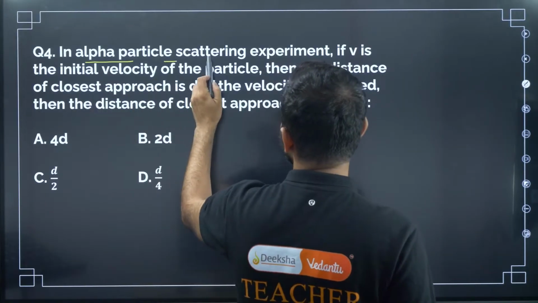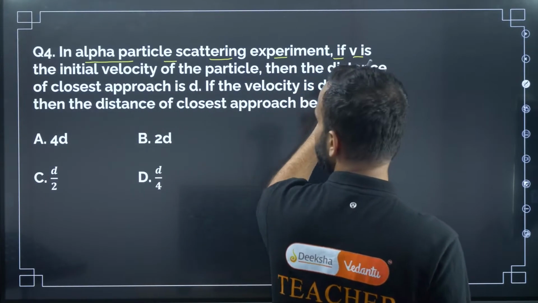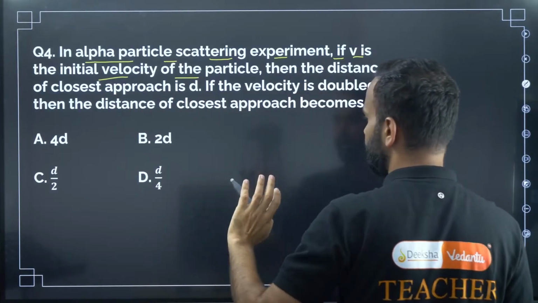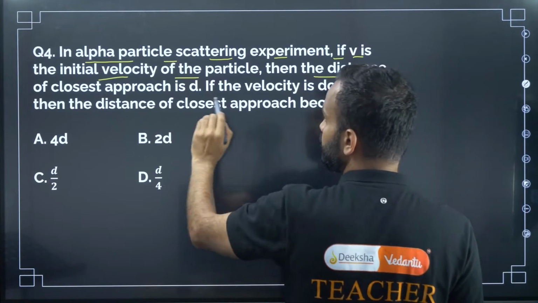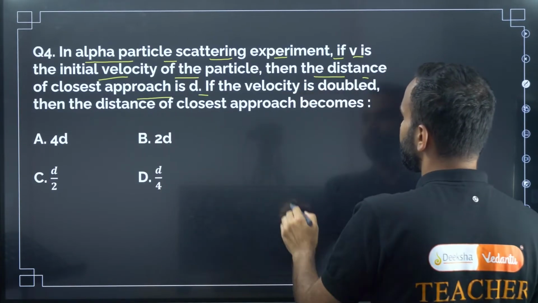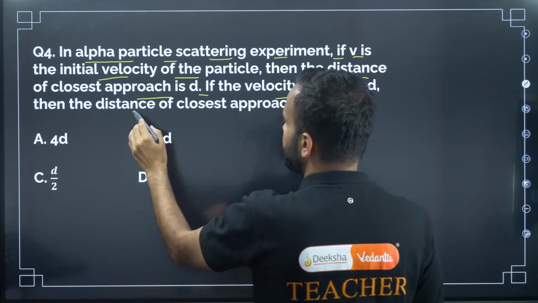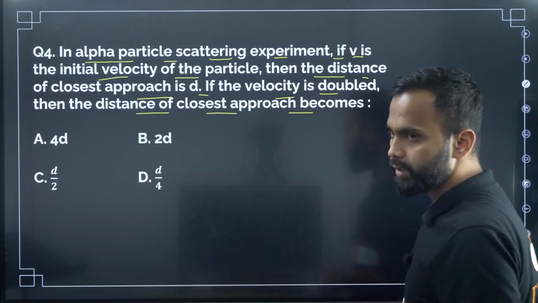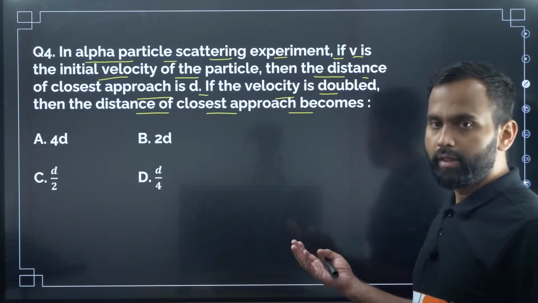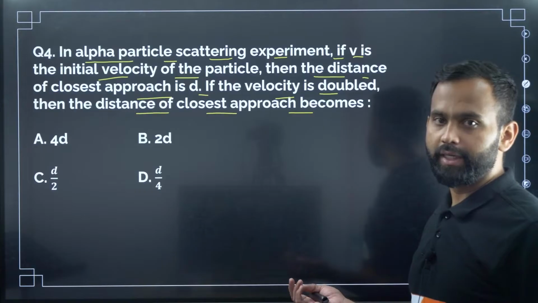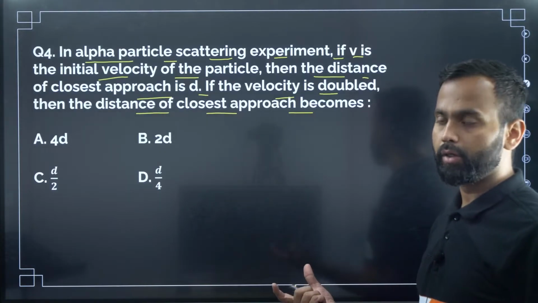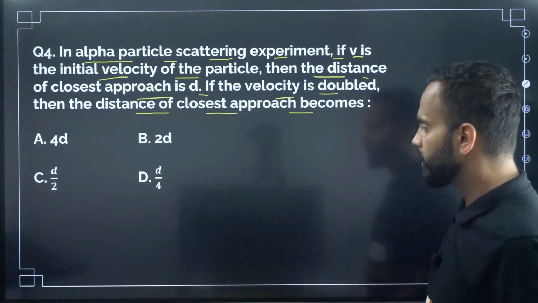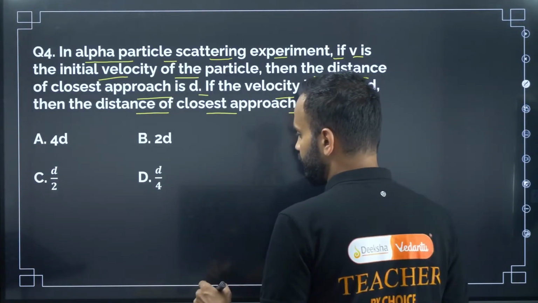In an alpha particle scattering experiment, if v is the initial velocity of the particle, then the distance of closest approach is d. If the velocity is doubled, then the distance of closest approach becomes? It's a ratio type question, right? If you know the concept of distance of closest approach, you can easily solve this. So okay, what is this here?